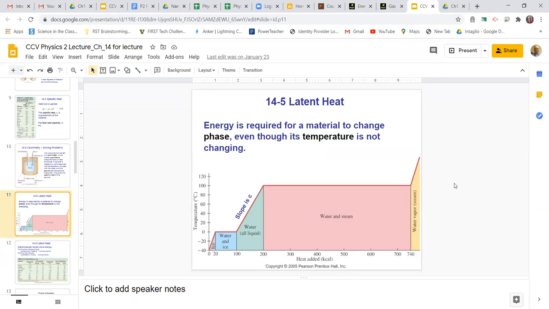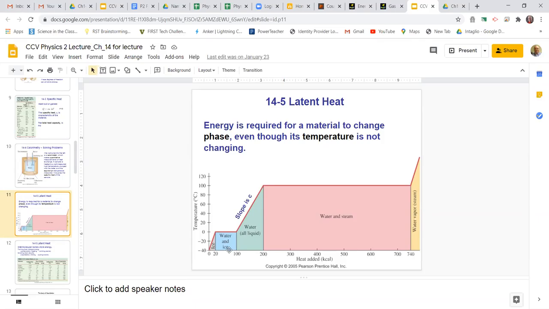So this slide is kind of a famous one. It always shows up in textbooks. But what it's talking about is if we are adding heat, what happens to the temperature and what happens to the phase? So if we start off with ice at 40 below and you add heat, the ice is going to warm up. But when it gets to 0 degrees, it's going to start melting. Water and ice can both exist at 0 degrees.